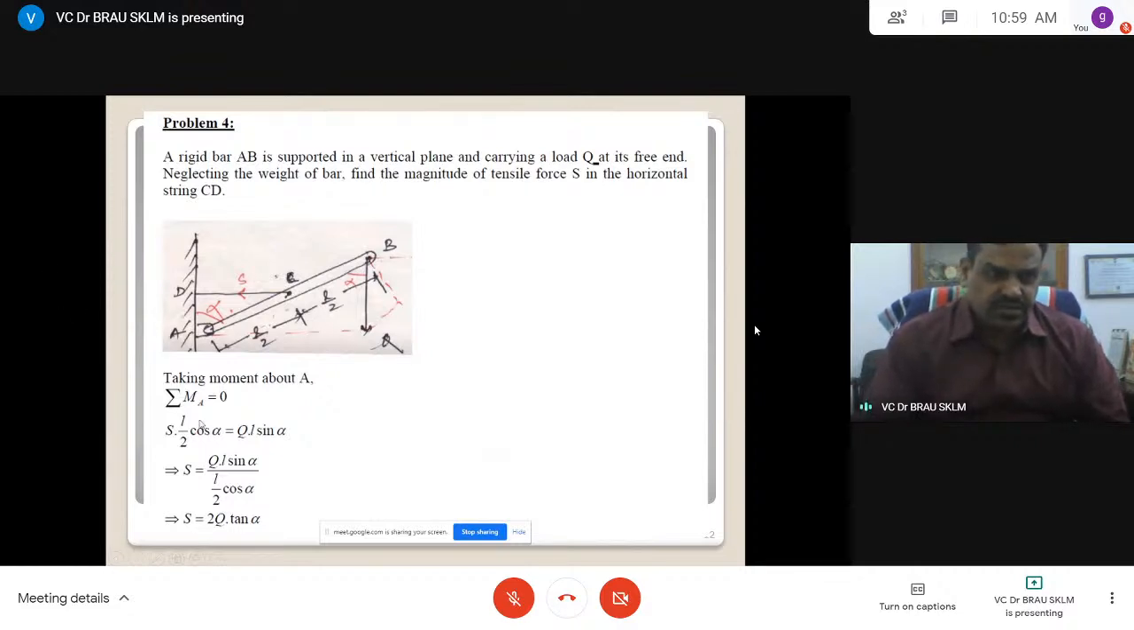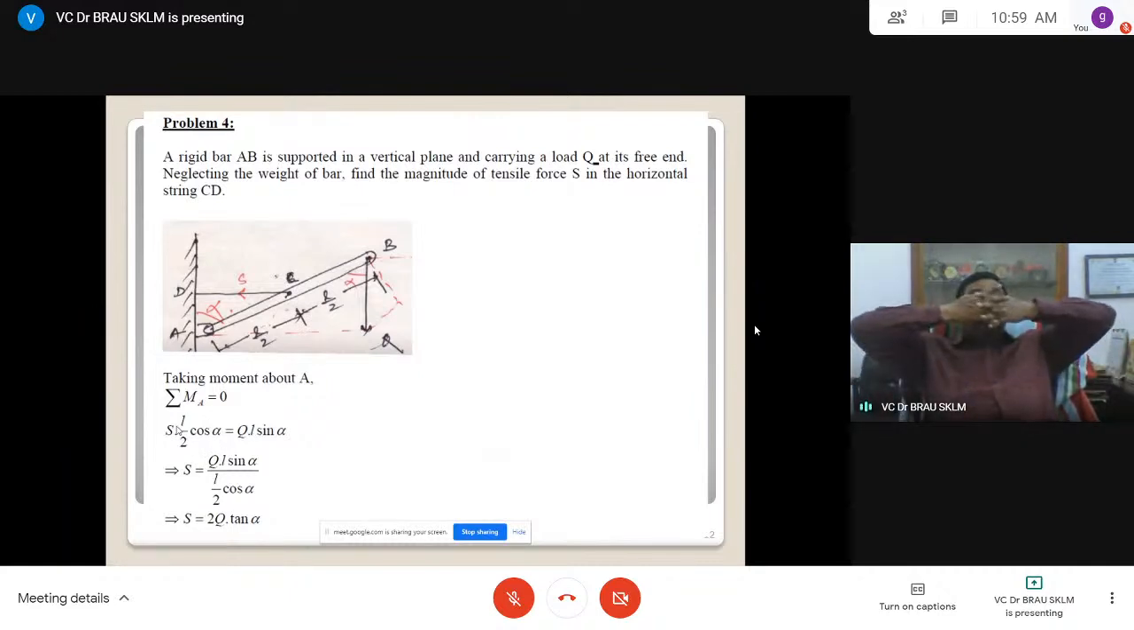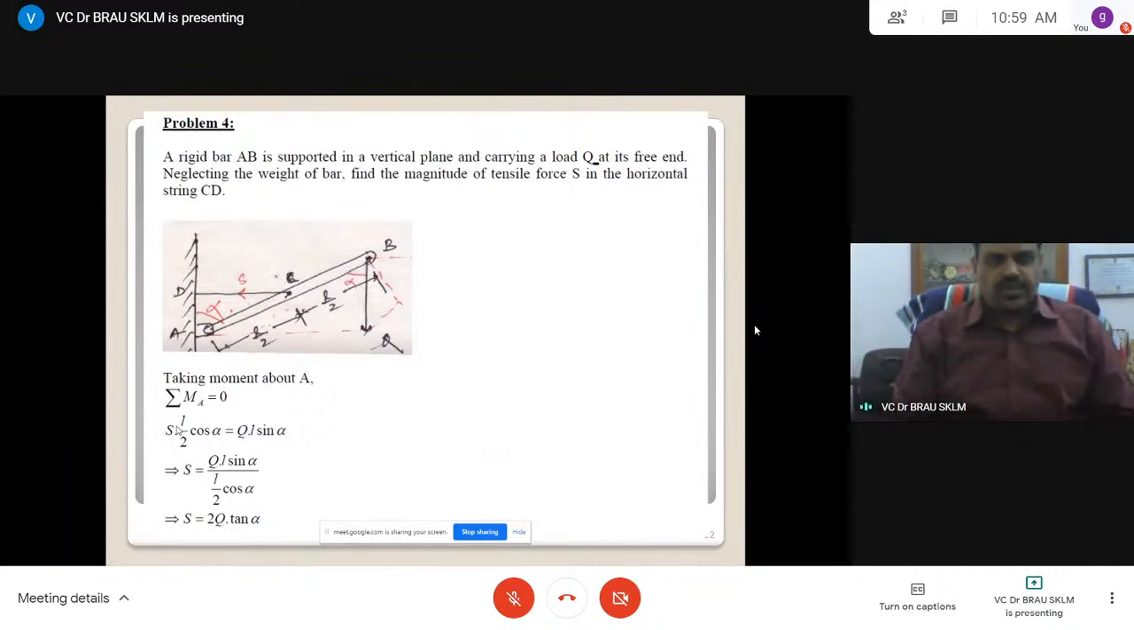You have to substitute in the corresponding equation, then simplify the problem and find out S. So this is how we can determine any unknown in the problem by considering the method of moments, that is, by using Varignon's theorem. Once again, we can conclude this part on the method of moments.